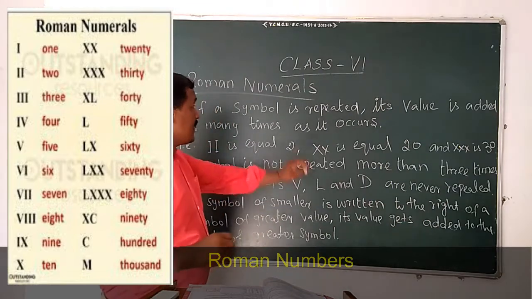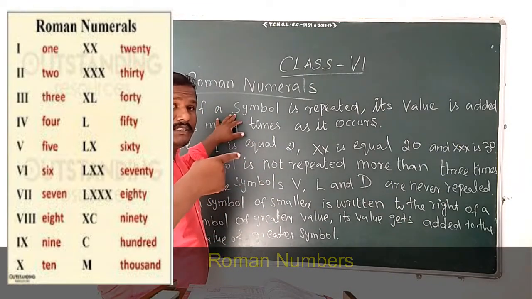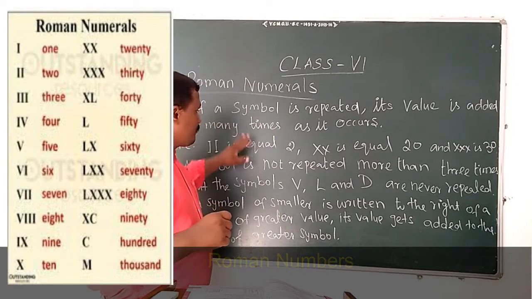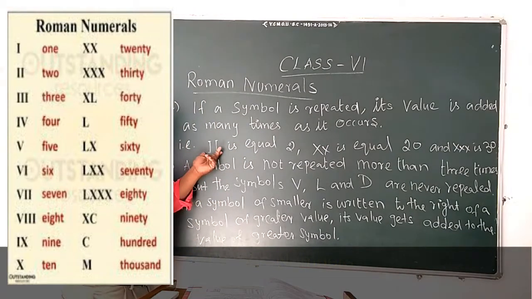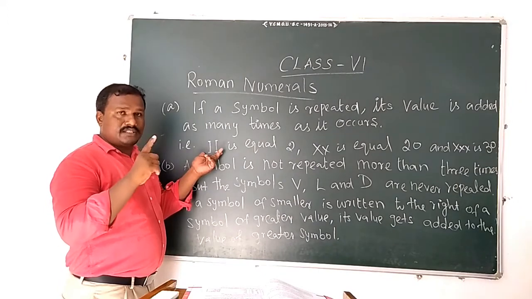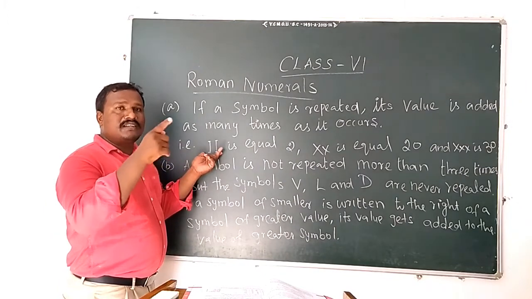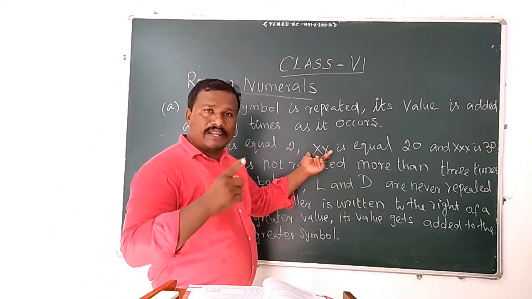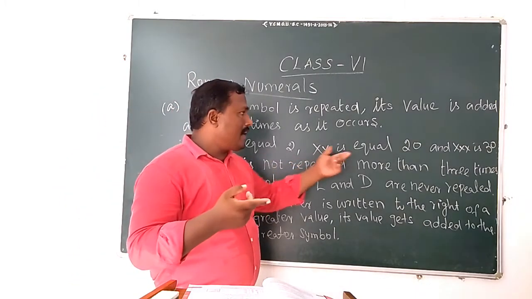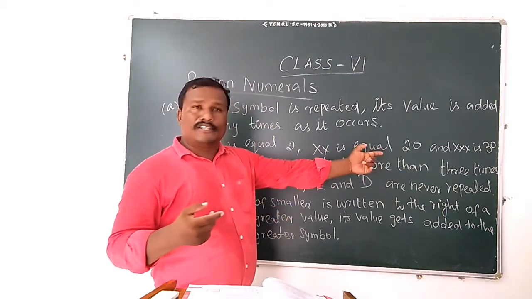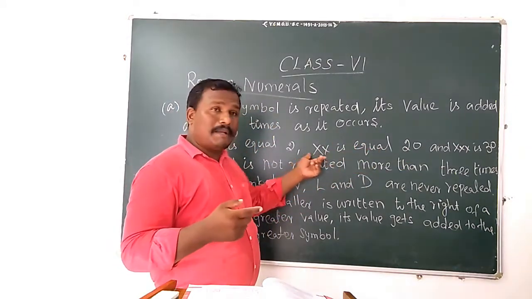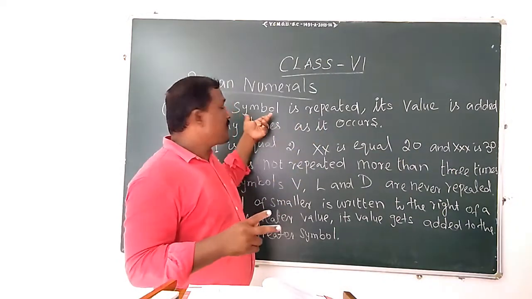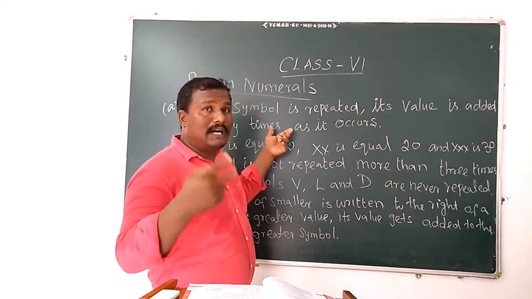It means if any symbol is repeated, we have to add the value. You understand? If I put I two times, one I means 1, two I means 2, so 1 plus 1, 2. It's added. X value is 10, another X value is 10. I do not put two 10s, but I write 20, which means added. 10 plus 10, 20. So if any Roman symbol is repeated, we have to add that.